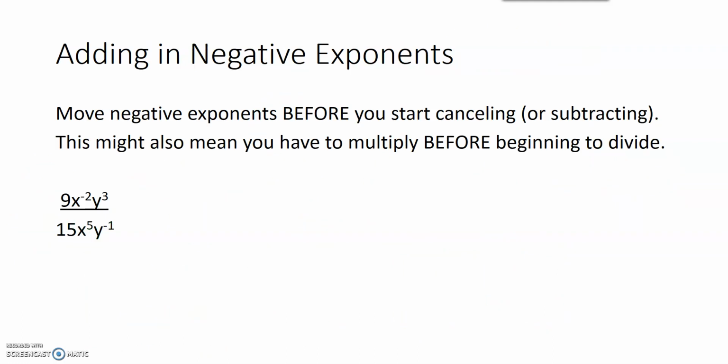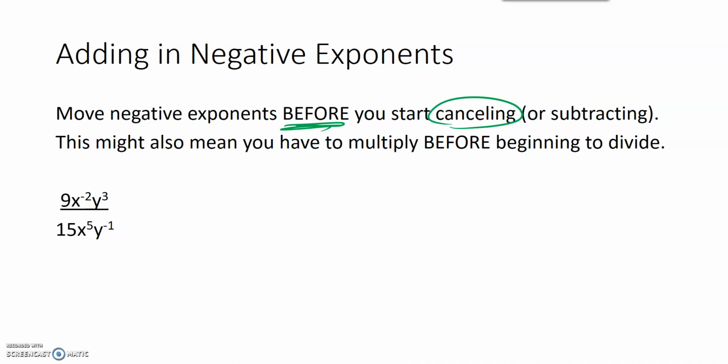We're going to add a layer to this. Now we're going to add in some negative exponents. And like I said earlier, move negative exponents before you start doing anything, before you start canceling or subtracting if you want to use your shortcut. I'm going to do the canceling method. This might also mean you have to multiply before beginning to divide. You might have to combine some things together.